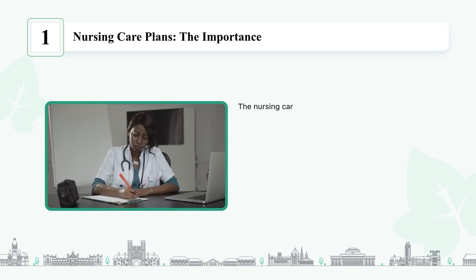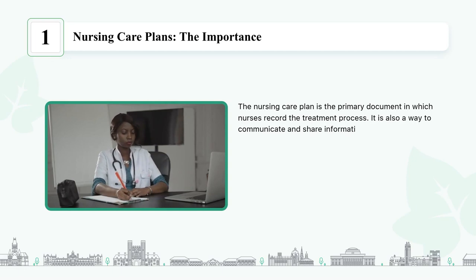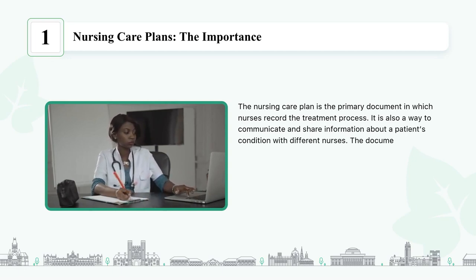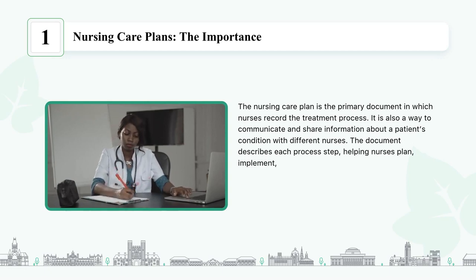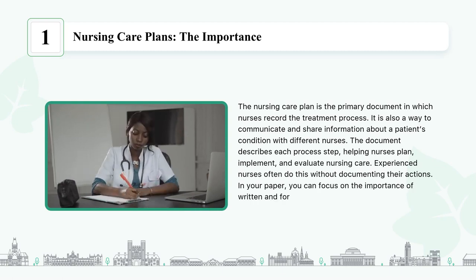The Nursing Care Plan is the primary document in which nurses record the treatment process. It is also a way to communicate and share information about a patient's condition with different nurses. The document describes each process step, helping nurses plan, implement, and evaluate nursing care. Experienced nurses often do this without documenting their actions. In your paper, you can focus on the importance of written and formalized nursing care plans.